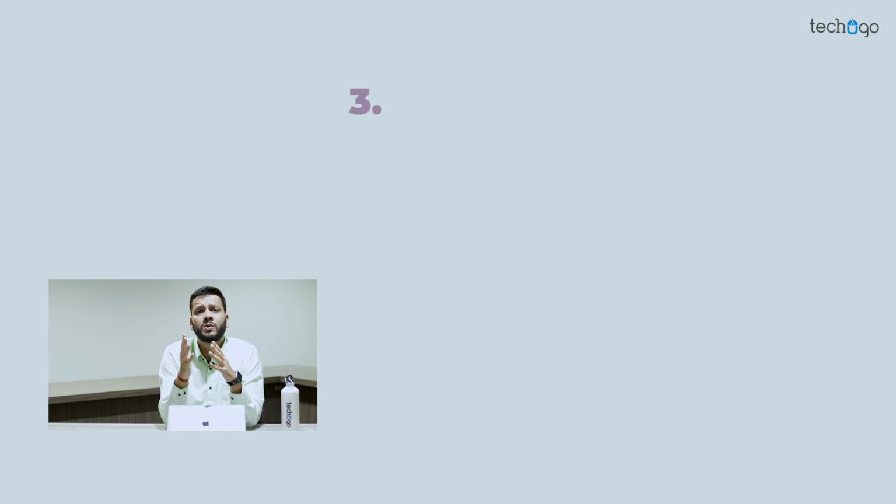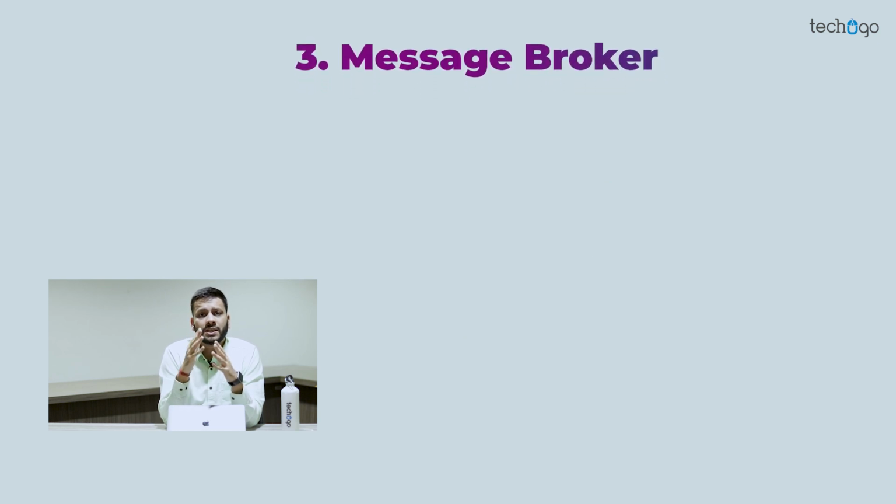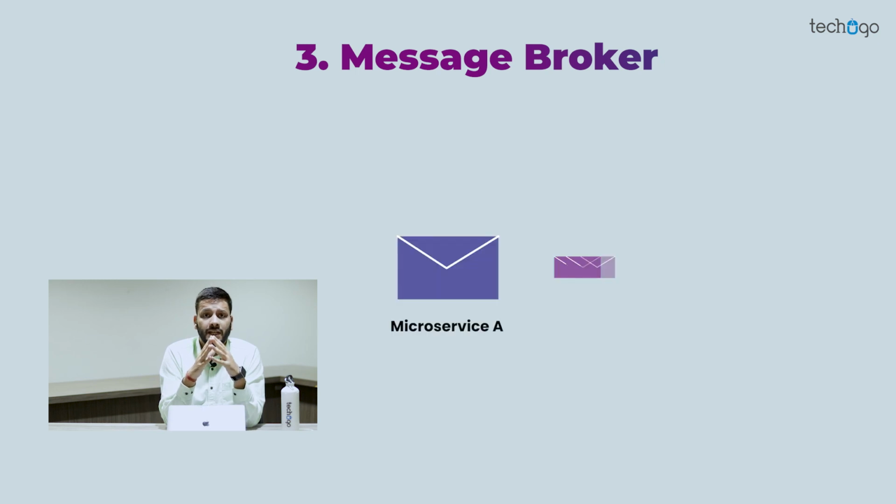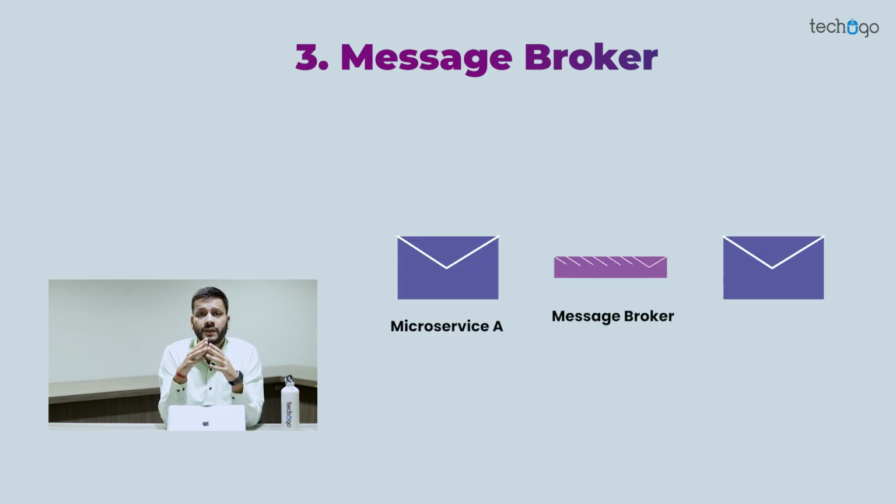Third is message broker. Here we set up the message broker among all the microservices. Suppose microservice A wants to send a message to microservice B, so it will send it first to the message broker and the message broker will send it to microservice B. The message broker uses a queue data structure to record and send the messages.